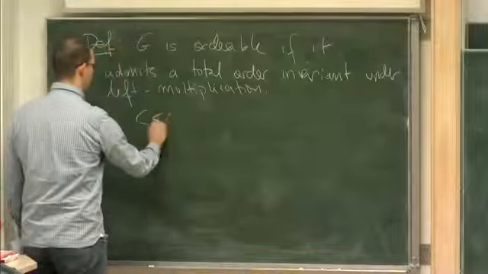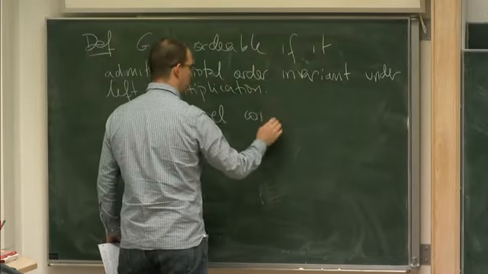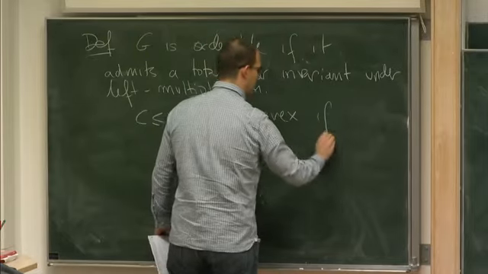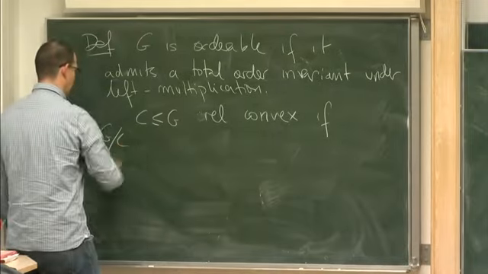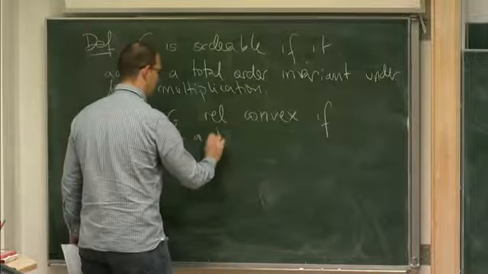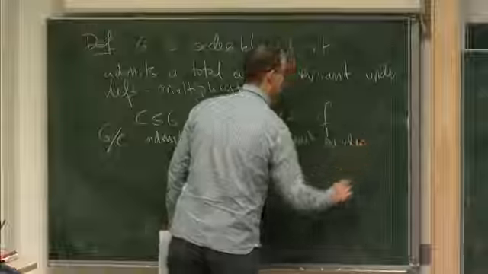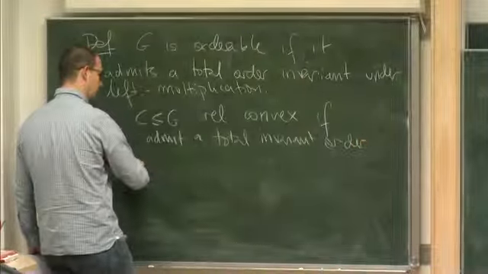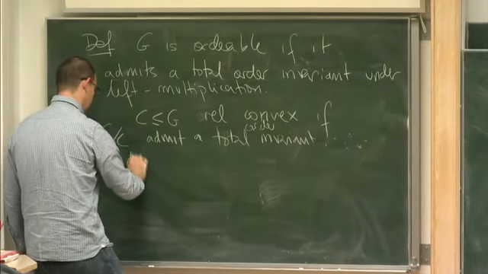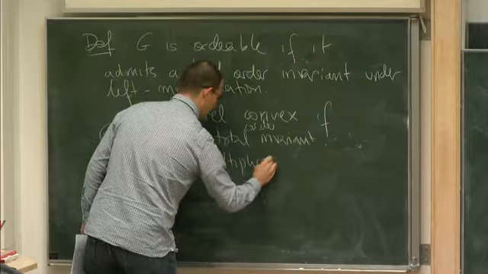And a subgroup is relatively left convex, but again, I'm not going to put left, if the cosets admit a total order invariant under the left multiplication.